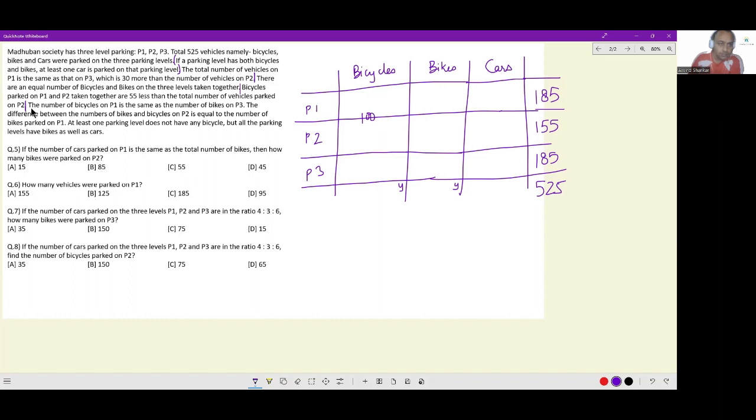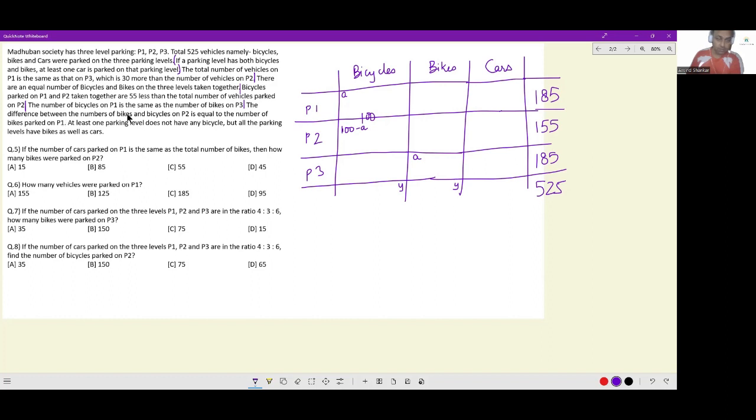This is also done. The number of bicycles on P1 is same as the number of bikes on P3. So if this is A, this is also A. This region here will turn to 100 minus A. Okay. The number of bicycles on P1 is same as the number of bikes on P3. This is done.